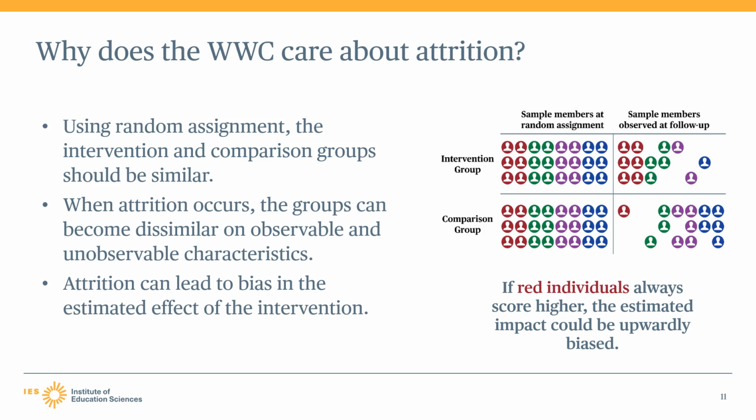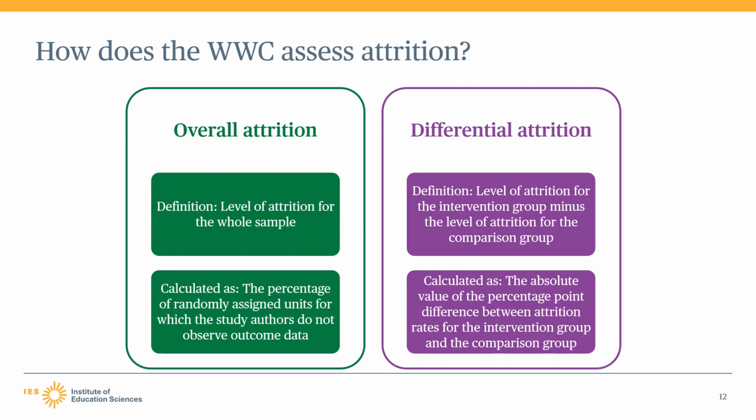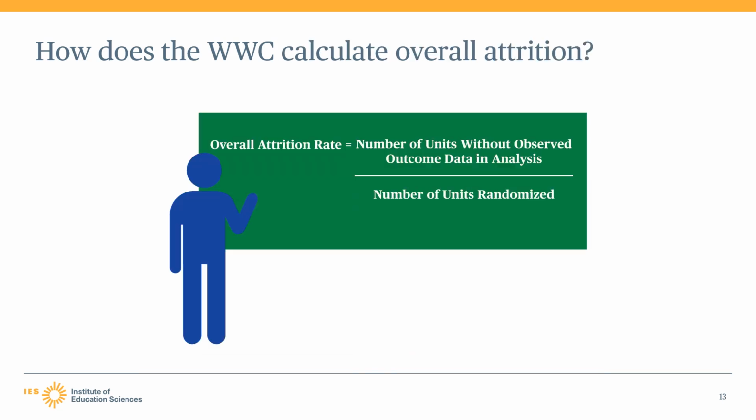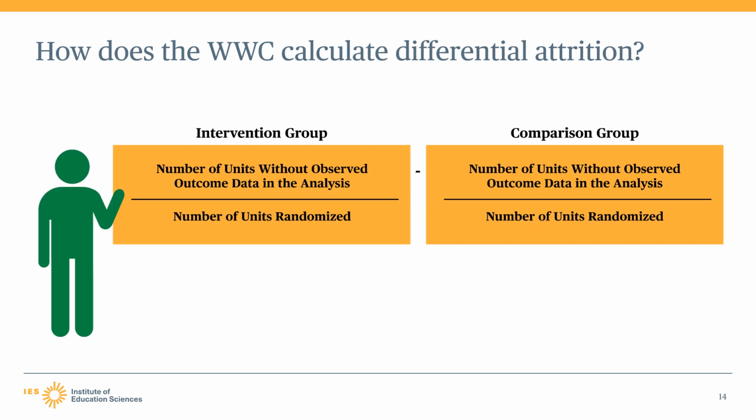groups in the study. When assessing attrition in individual-level RCTs, the WWC focuses on 2 different types of attrition: overall attrition and differential attrition. Overall attrition is the percentage of randomly assigned units for which the researchers do not observe outcome data. You can think of overall attrition as the level of attrition for the whole sample. For example, the overall attrition rate would be 25% in a study if 75% of the originally assigned sample members remained in the study. But sometimes studies have more attrition in one group than in the other group.